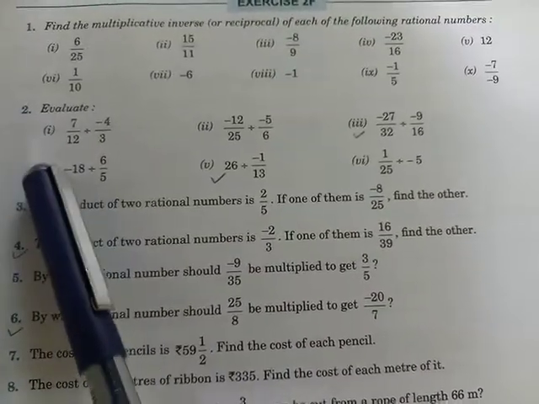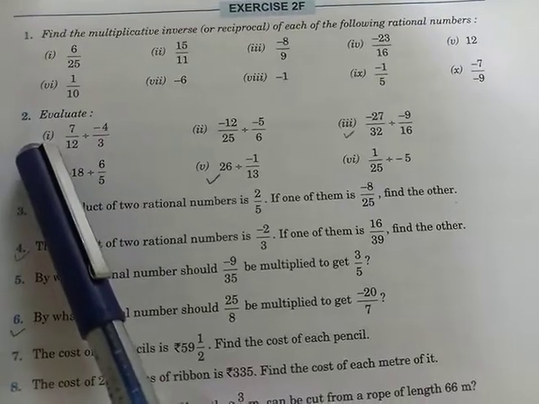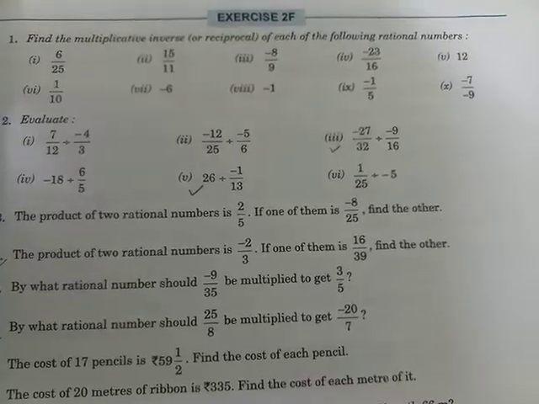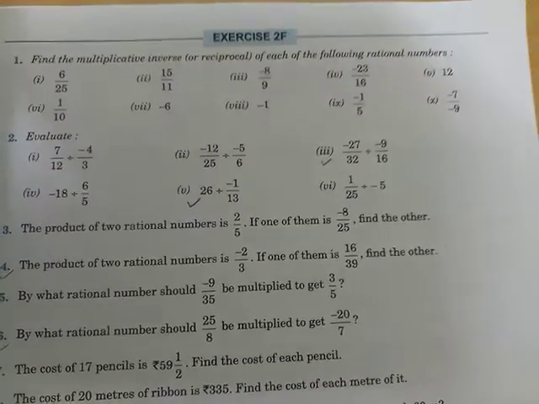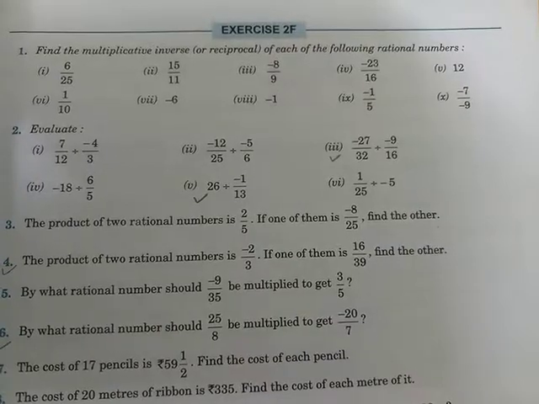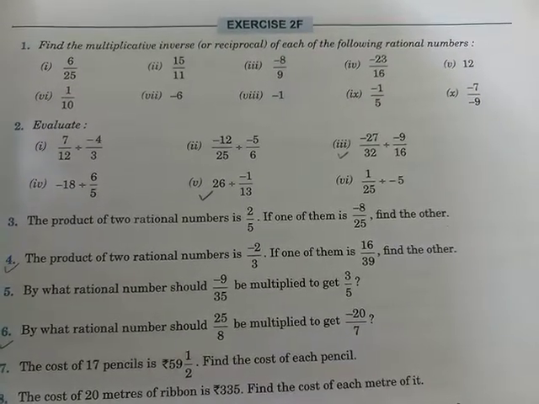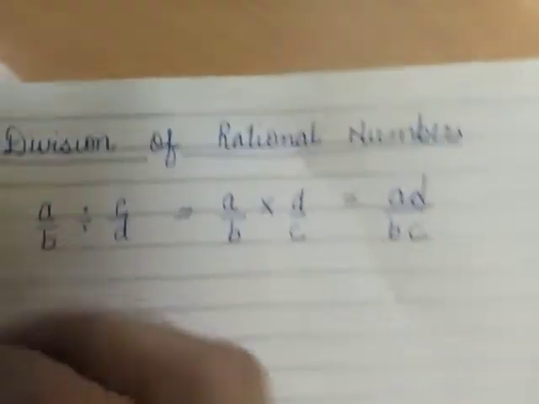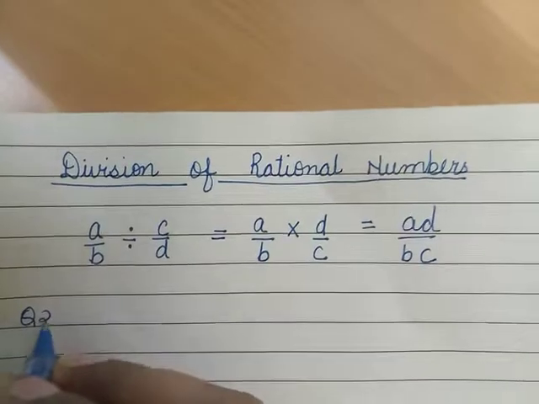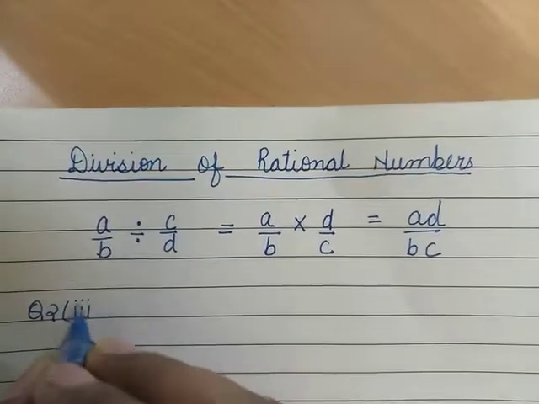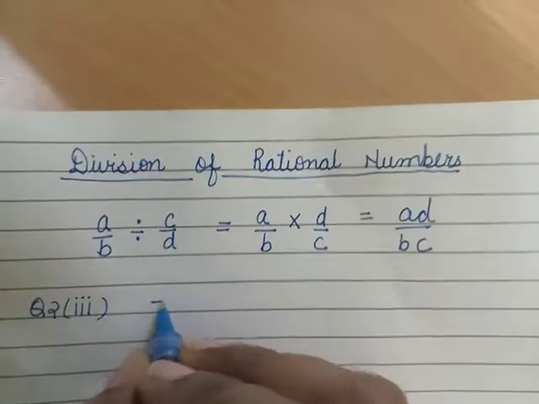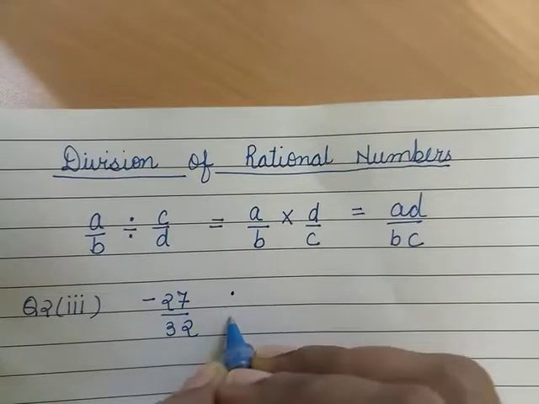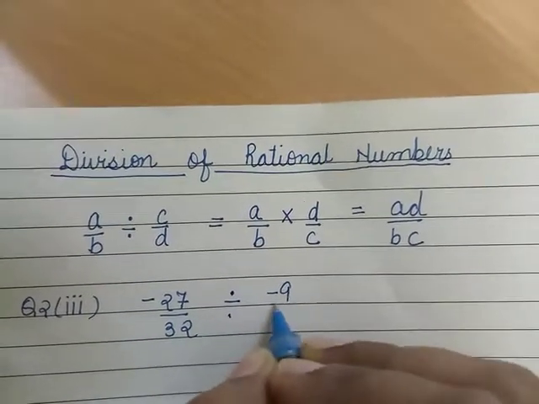Now we come to question number 2. Question number 2, they are saying evaluate. The moment they say evaluate, that means we are looking for the value of the given expression. Student, remember that we have to do all the subparts of question number 1 as well as question number 2. Question number 2, I discussed the third part with you. Question number 2, third part. What is the question? Minus 27 by 32 divided by minus 9 by 16.